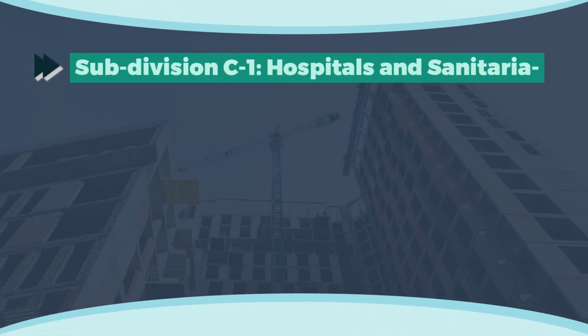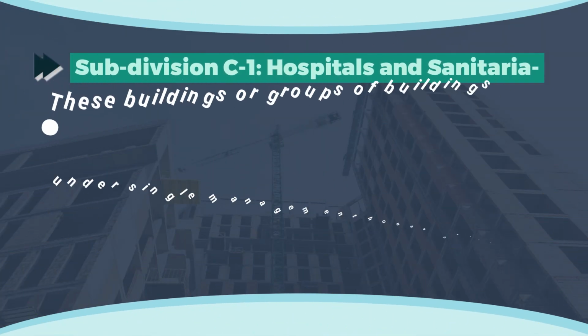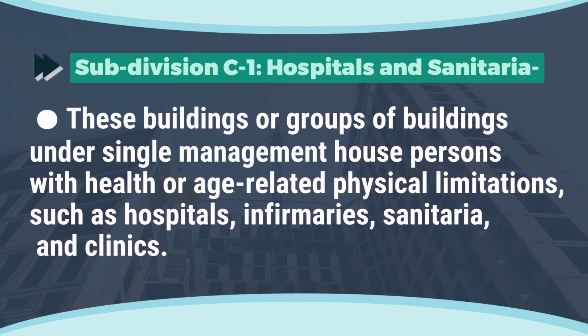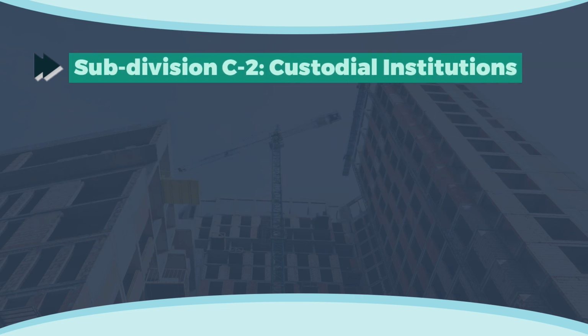Subdivision C1, hospitals or sanitaria. These buildings or groups of buildings under single management house persons with health or age related physical limitations such as hospitals, infirmaries, sanitaria, and clinics. Then the subdivision C2, which is custodial type of institutions.